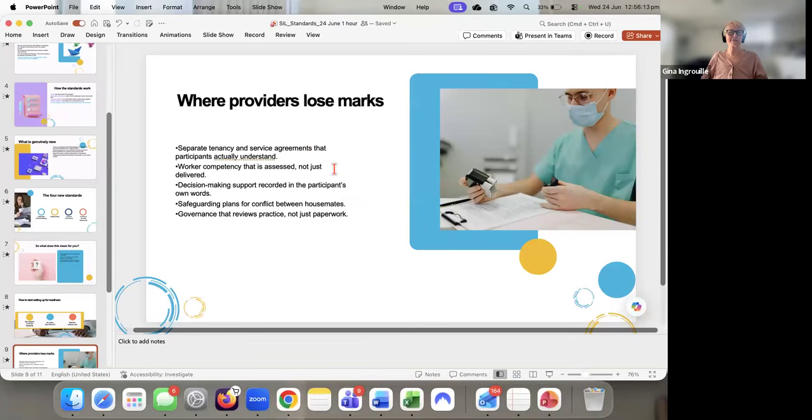Where you're going to lose marks, okay? Probably, except for those few providers that I said are already so close to the mark, the separate tenancy and service agreements that participants actually understand. So I'm awfully pleased to see that there's an onus on understanding. We want to see evidence of what you have done to help them understand, because the gap has been that they have no idea what they're getting themselves in for sometimes. And it's hit and miss whether people are really explaining to them.